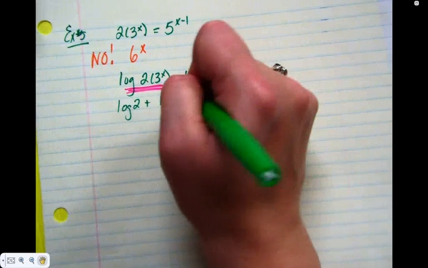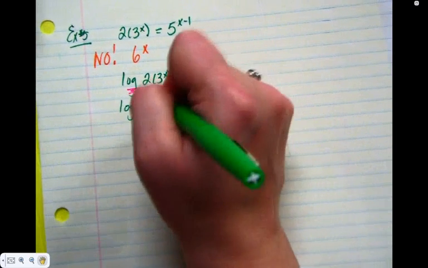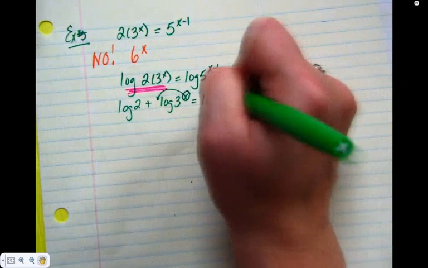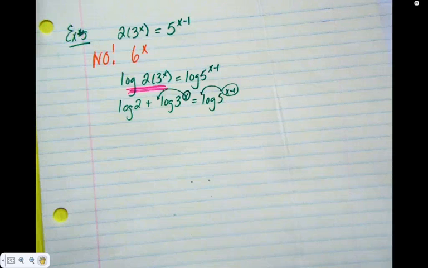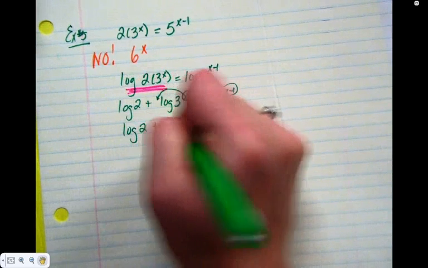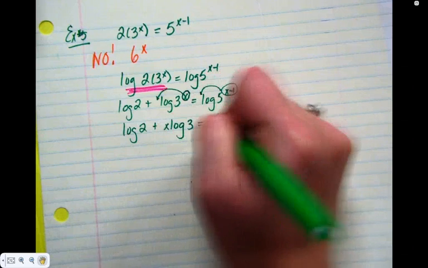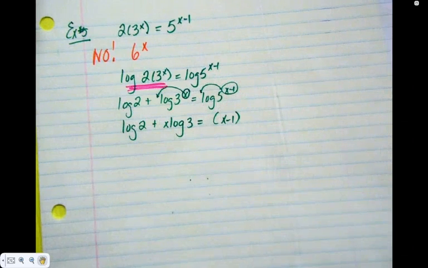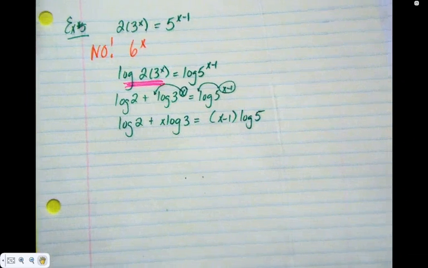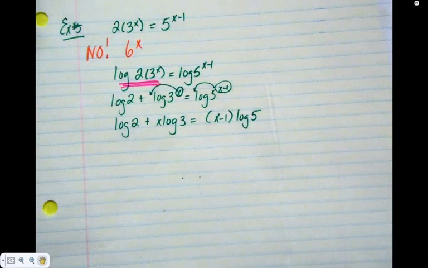Now we're going to drop the exponent. So this x is just going to be in front of the log 3. It's got nothing to do with the log 2. And this guy on the right is going to be in front of the log 5. So I end up with log 2 plus x log 3 equals brackets x minus 1 log 5. That's why we practiced expanding, because we need to do it in a question like this.